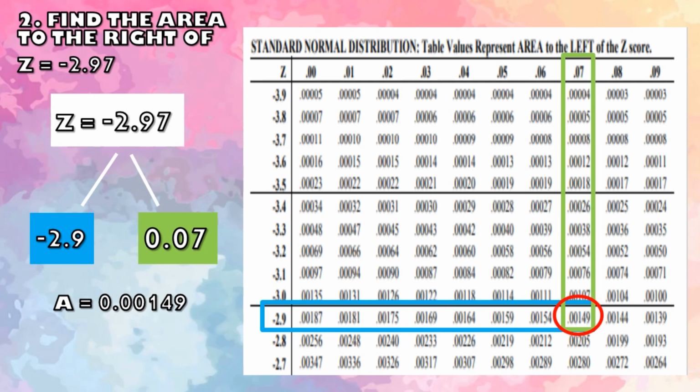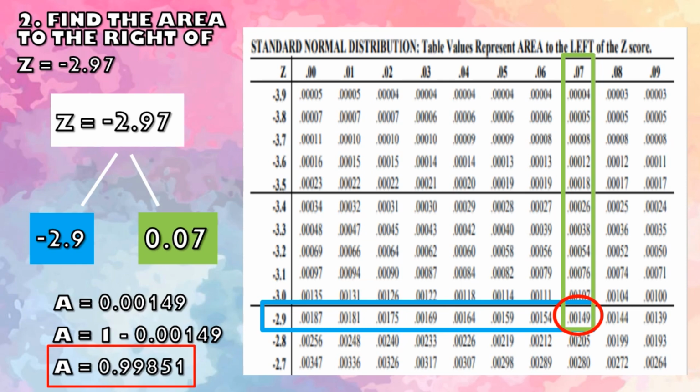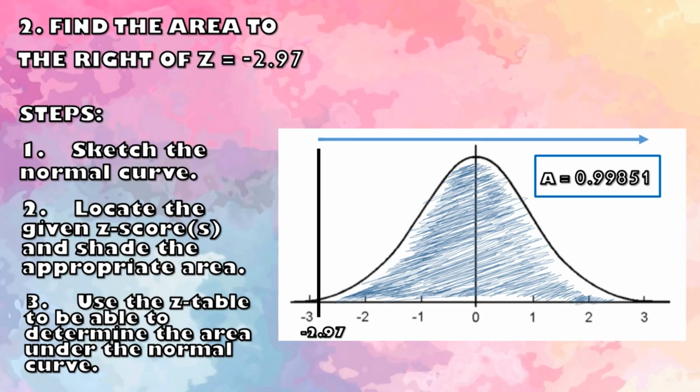The area to the left of z equal to negative 2.97 is 0.00149. So this can be subtracted from the total area under the normal curve. Therefore, the area to the right of z equal to negative 2.97 is 0.99851. Therefore, the shaded area under the normal curve is 0.99851.